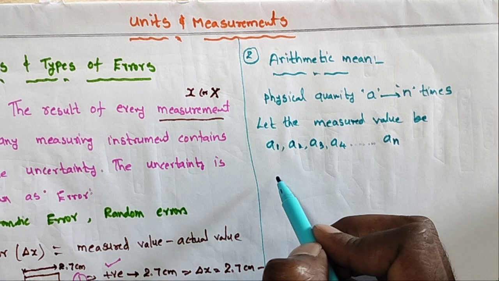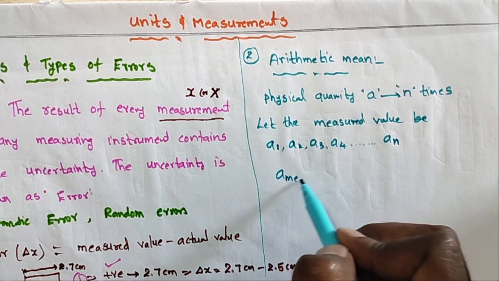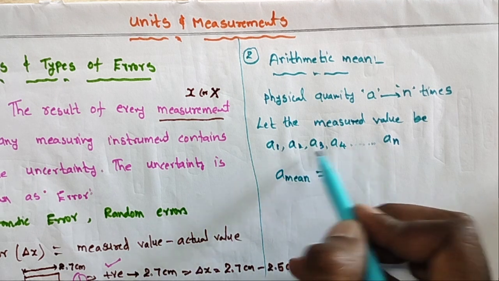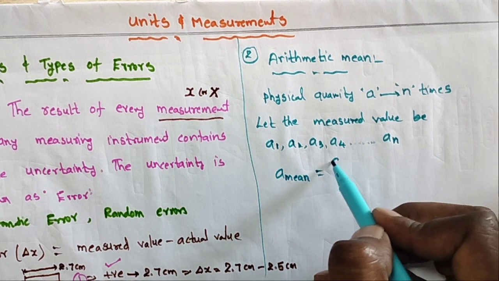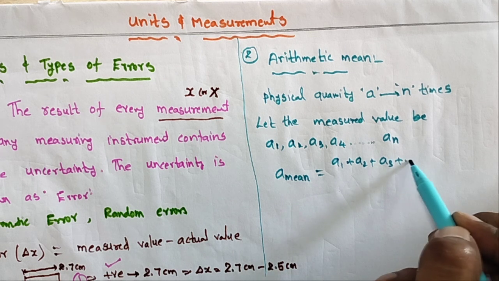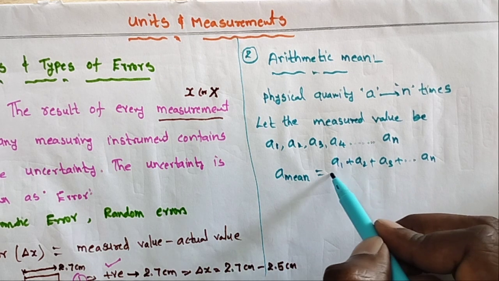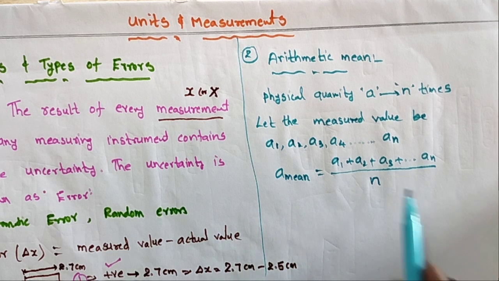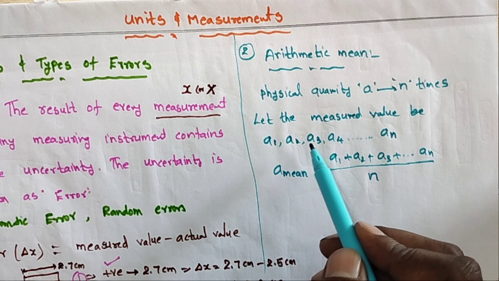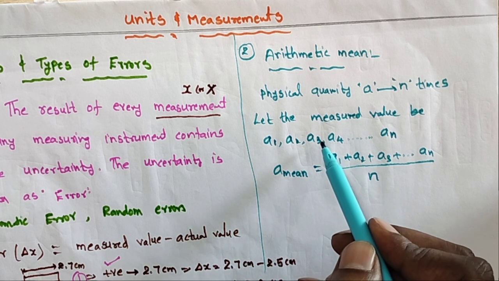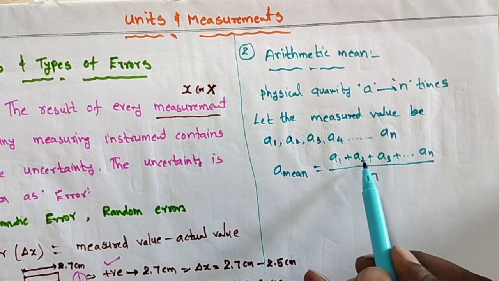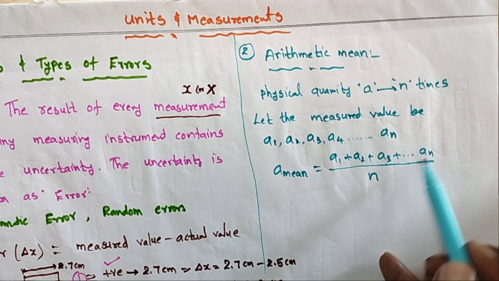So what is the arithmetic mean? The a mean is equal to the average of all values, that is, a1 plus a2 plus a3 and so on up to an, divided by n, where small n is the number of times the measurement was taken. So a mean equals (a1 + a2 + a3 + ... + an) by n.